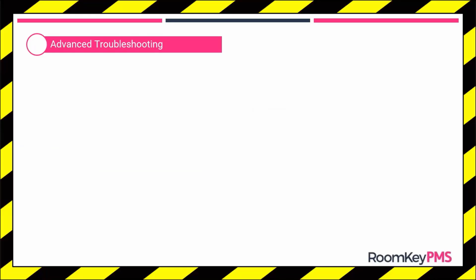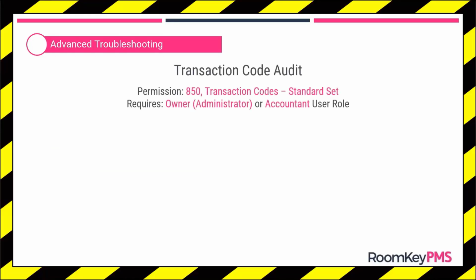So the next type of troubleshooting we'll look at is a transaction audit. In order to audit the transaction codes, you must have permission 850 in order to access the transaction codes module. This permission set is only available if you have an owner, admin, or accountant user role. So if you have a clerk user role, you would not be able to access the transaction code audit or this permission. So just be mindful that this may require additional escalation to your accounting or management team.